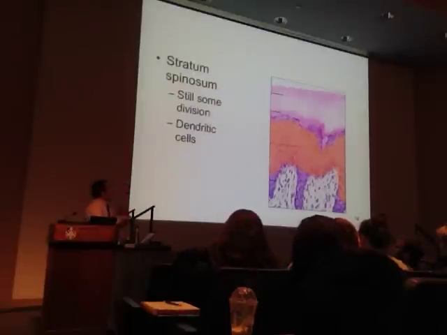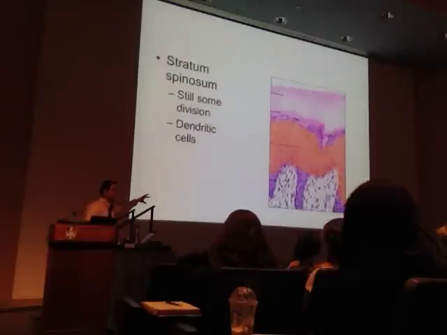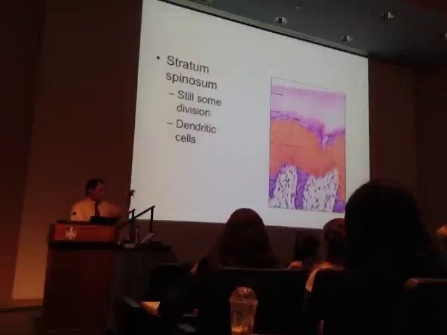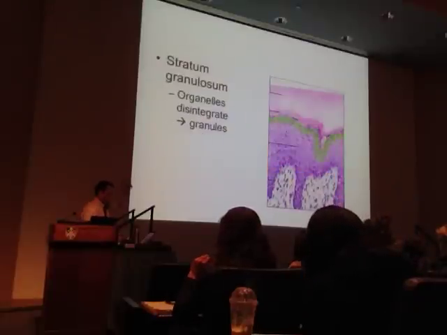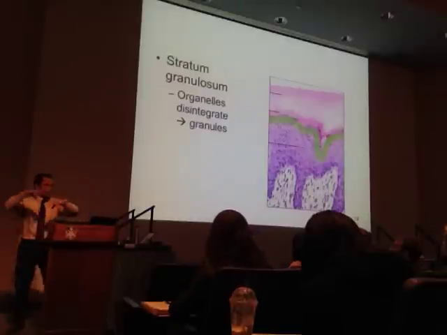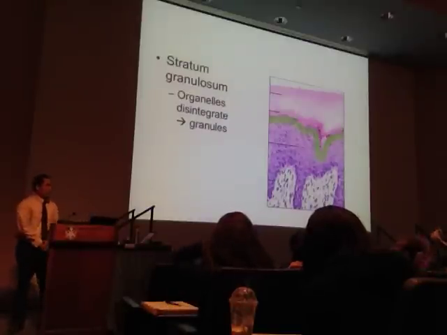Oh no, they're not just solely in the spinosum, they're just predominantly here. You might find them a little bit higher up, you might find them in the granulosum, and you might find them in the basale. So they're kind of in this region, but mostly you see them in the spinosum layer.